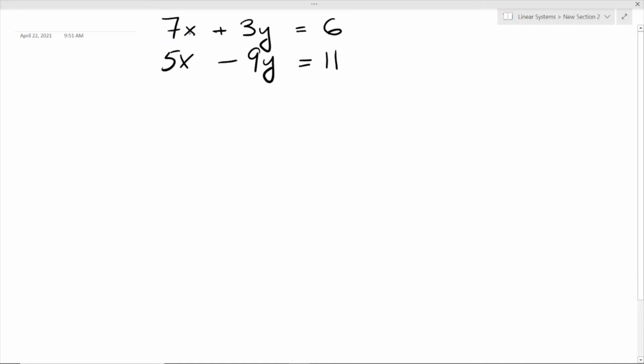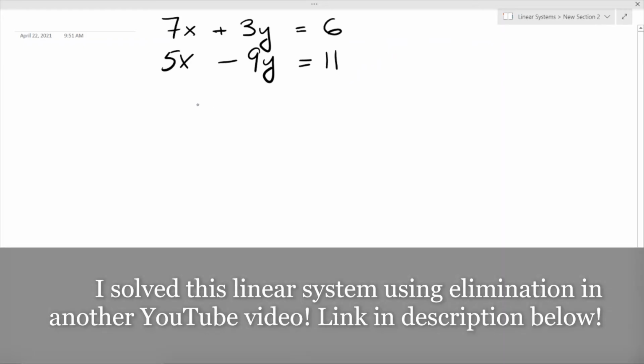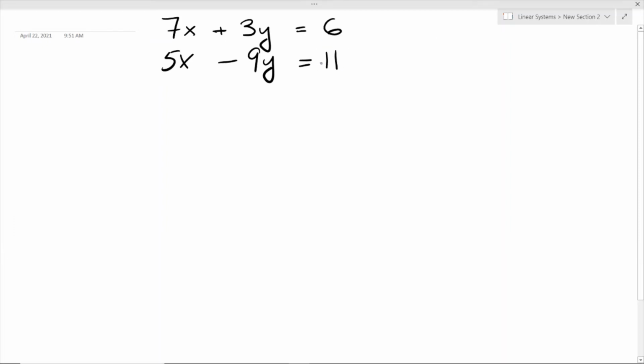So now say we have a linear system that looks something like this, and we want to solve this using substitution. I mean, it's not really ideal. You can solve this using elimination, but let's say you were asked to solve it using substitution. And to solve this using substitution, we will apply the same steps. So first, let's label these equations, keep things nice and organized.